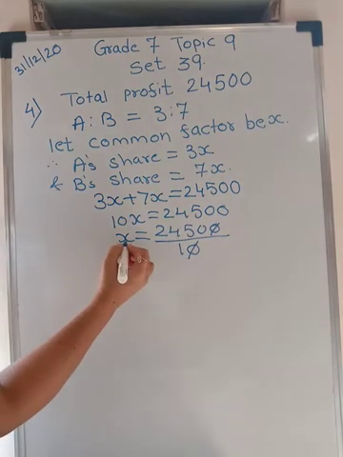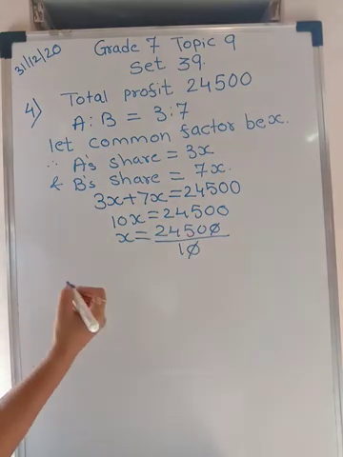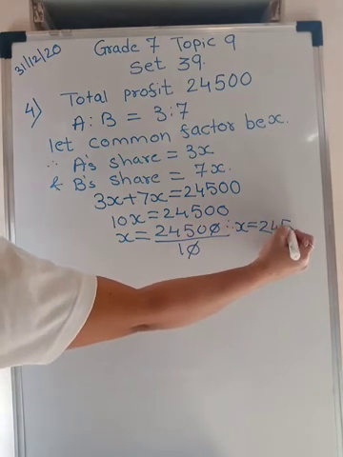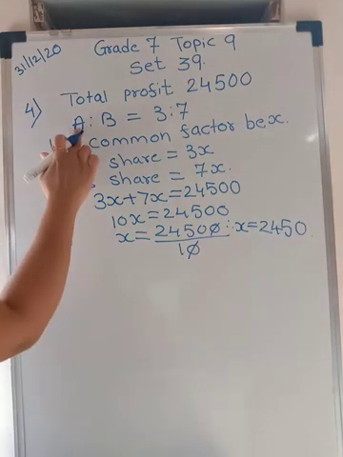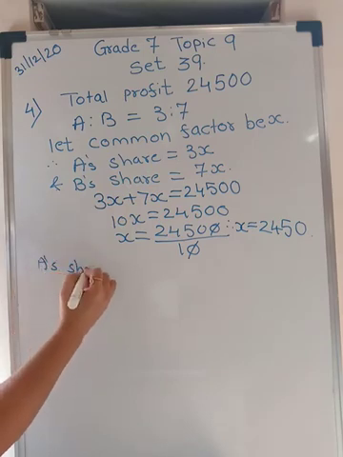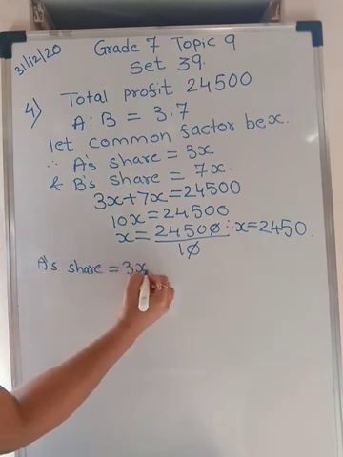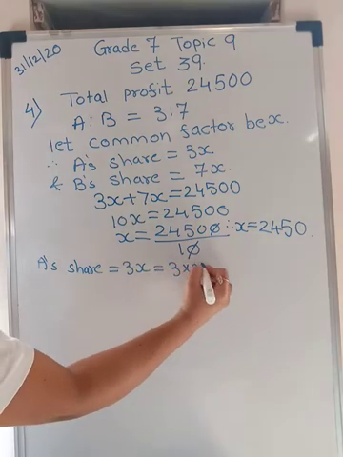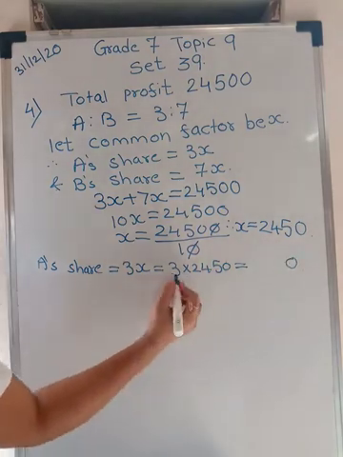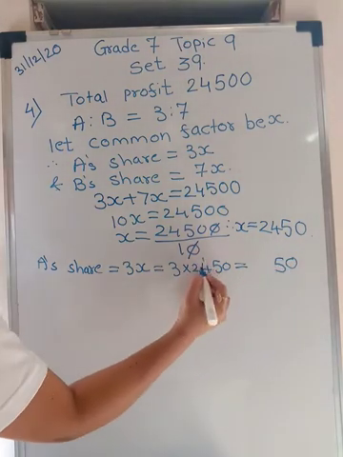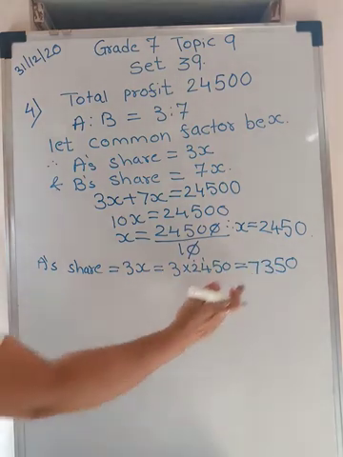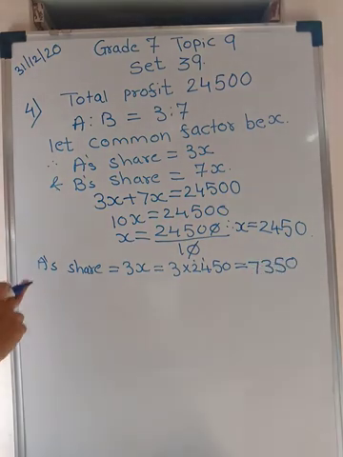Alright. So what is x? 2450. Therefore x is equal to 2450. Now what is A's share? A's share is 3x, which will be equal to 3 into 2450, which is equal to 0 over here. 3 5s are 15, 3 4s are 12 plus 1 13, 3 2s are 6 and 1 7. So 7,350 is profit of A.